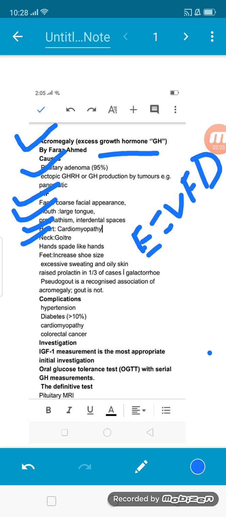On the hands, they cause spade-like, big hands, and they also cause carpal tunnel syndrome as they compress the median nerve. But remember, it is a bilateral carpal tunnel syndrome. They also cause proximal myopathy, so remember that. In the feet, they increase the shoe size, as the heel thickness is increased, so you are unable to wear shoes. They also cause excessive sweating because they increase the growth of the sweat glands, causing sweat gland hypertrophy.